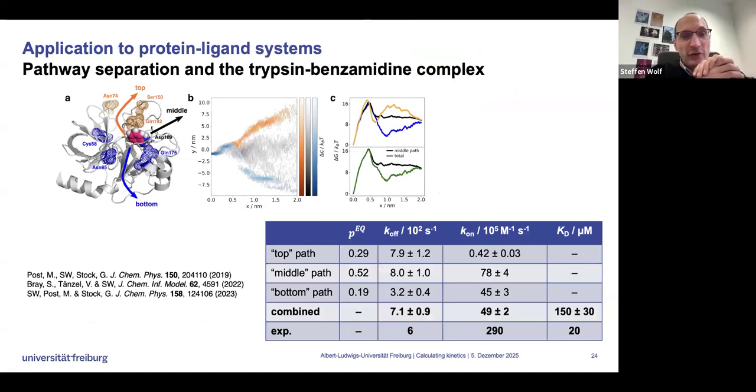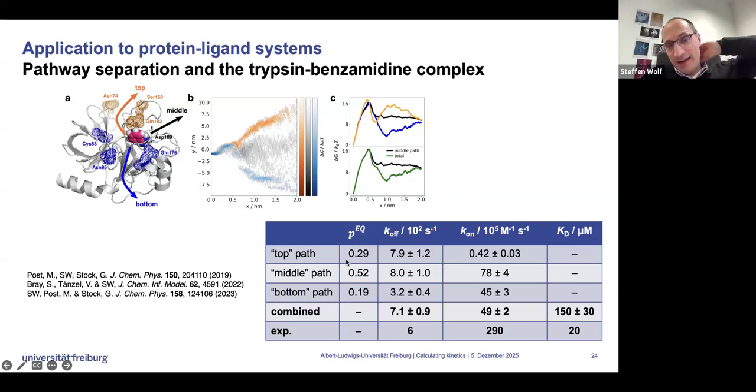So if we do all that now together with a real protein-ligand system, how well does that work? Here on the left side, I show you the trypsin-benzamidine complex, which is a standard protein that a lot of people in the community of calculating ligand unbinding rates are using. And here we directly observe the appearance of three different pathways. We only need two principal components for this. The top pathway in orange, the middle pathway in gray, and the bottom pathway in blue.